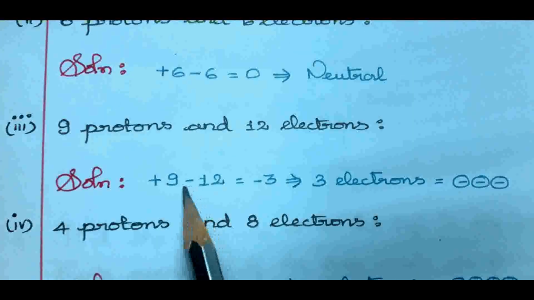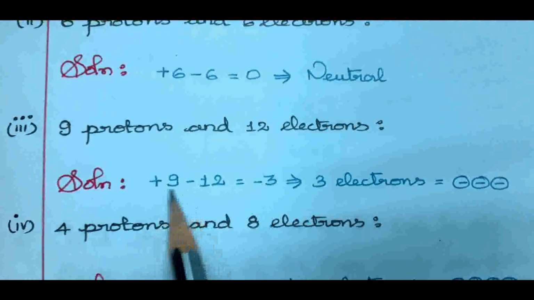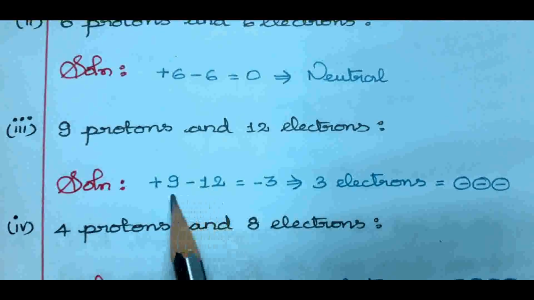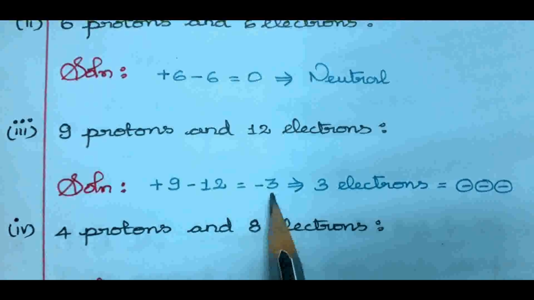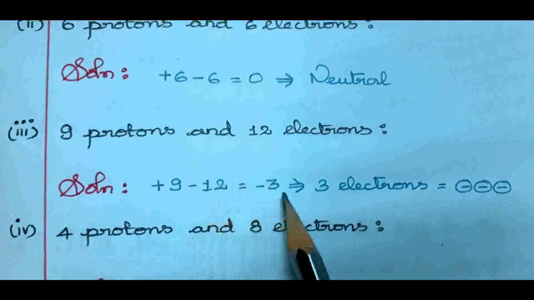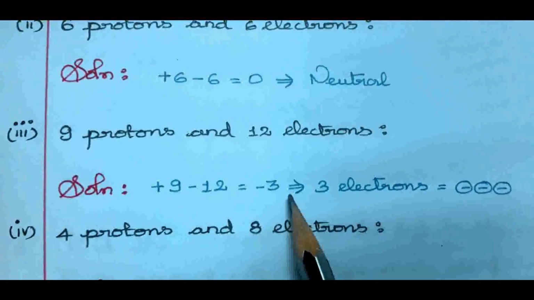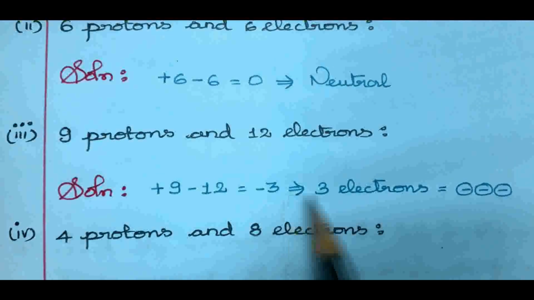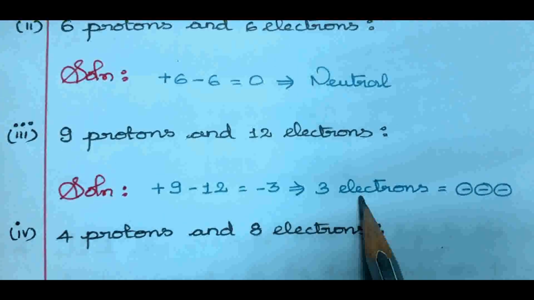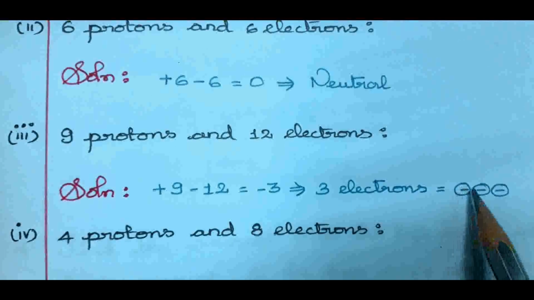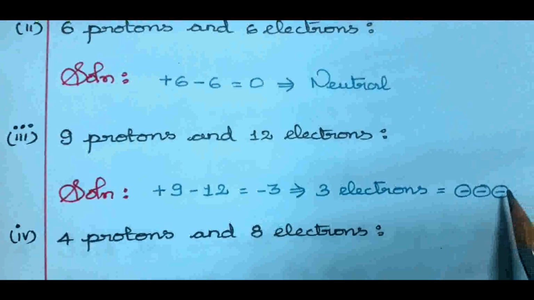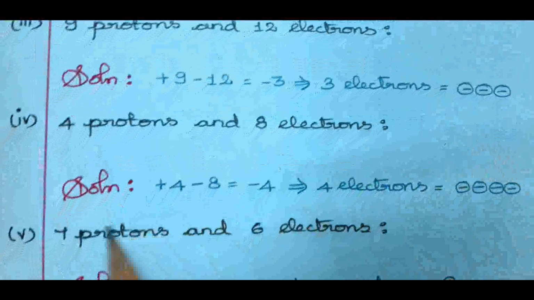And electron is minus 12. So both the signs are different. We have to subtract. 12 minus 9 is 3 and the biggest number sign is minus, so minus 3. So when you represent it in the form given in the book question, minus represents the electrons and it is 3 electrons, isn't it? So these 3 electrons should be represented as minus, minus, minus. Clear? Next we'll move on to the fourth question.